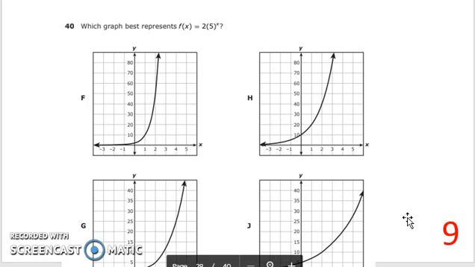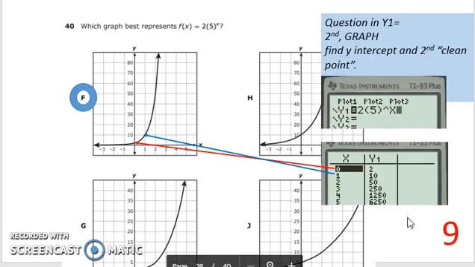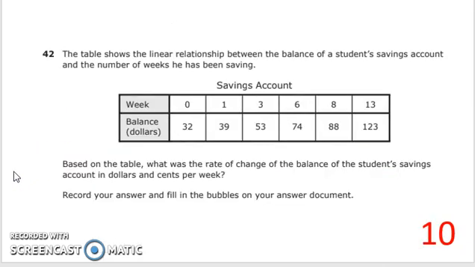All right, which graph best represents this? We got an equation. We're going to put it in our calculator. And in this one, if you press graph, you notice that the scales are a little different. It's not going to be very neat. It's going to be very small. So go to your alternative. Go to your table and look for your y-intercept and a very clean point. In this particular case, you can see down here in my table, I got the red arrow going to the y-intercept on F, and then 110 is very clearly right there. It doesn't happen on any of the other graphs, so F is my answer.